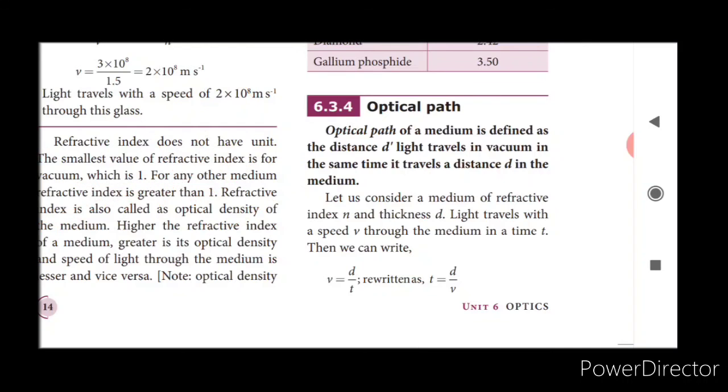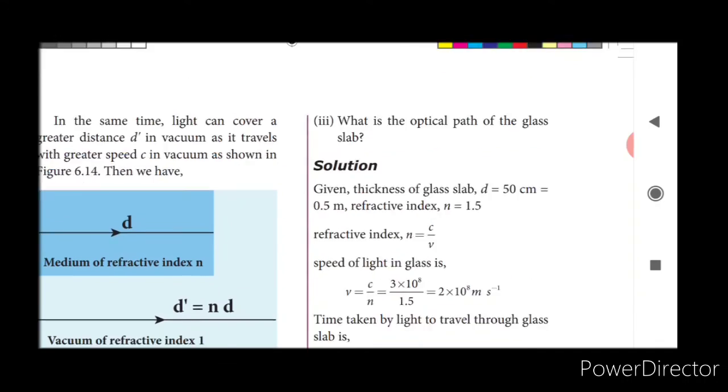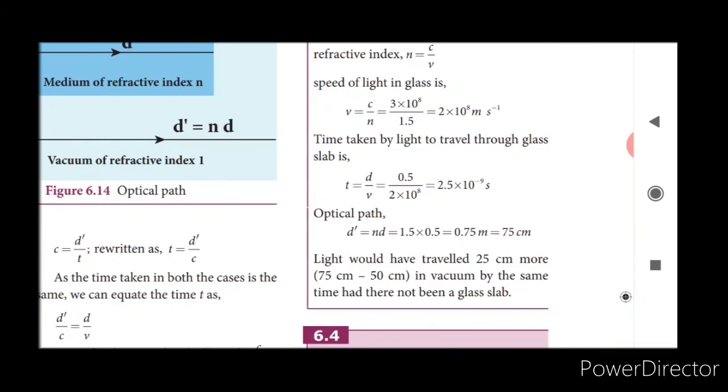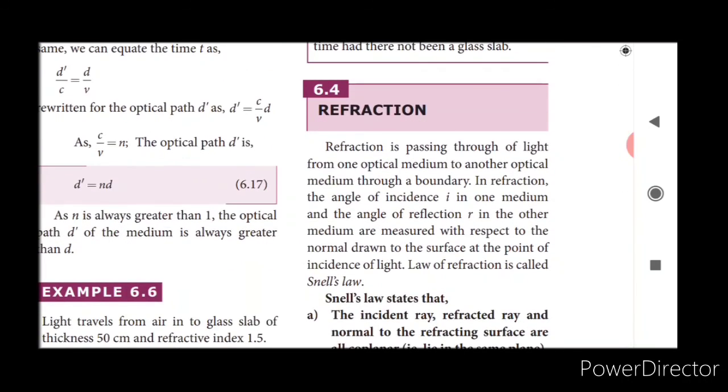Okay, so let us consider the medium, V equals d by dt, so t equals d by V, the same time. So look at the picture. d is the distance in the medium of refractive index n, and in vacuum the distance is d dash equal to n times d. Okay, whenever the light travels in the medium, the optical path will be n times greater than the normal one. d dash equals nd. n is always greater than 1. Optical path d dash of the medium is always greater than d.